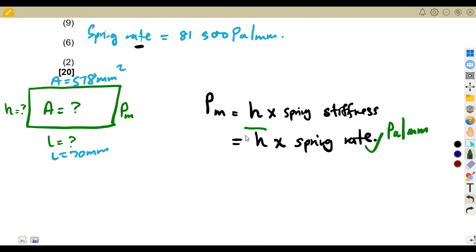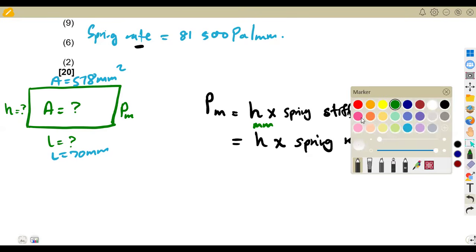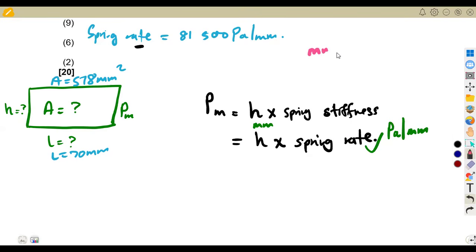So it means this height here is supposed to be in millimeters. Take note: millimeters times Pascal per millimeter. What does it mean? It's Pascal over a millimeter, times millimeter, so the millimeter and the millimeter cancel. We are left with the Pascal.